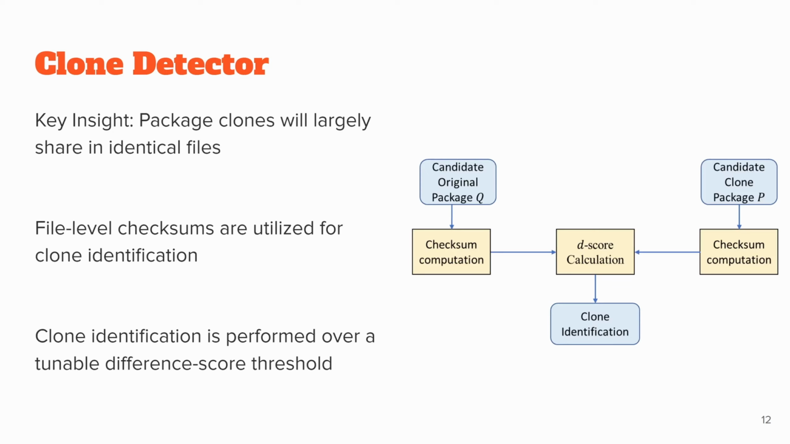For an input clone candidate pair, the clone detector first computes the file-level checksums for each package. We chose to operate at the file level because it overcomes the complex syntactic modifications imposed by the challenge of complexity. These checksums are then used to calculate a difference score heuristic that captures differing files in each package. And lastly, clone classification is performed via a tunable threshold over the clone candidate pair's difference score. Using a tunable threshold overcomes the difficulties in precisely defining a clone imposed by the challenge of ambiguity.